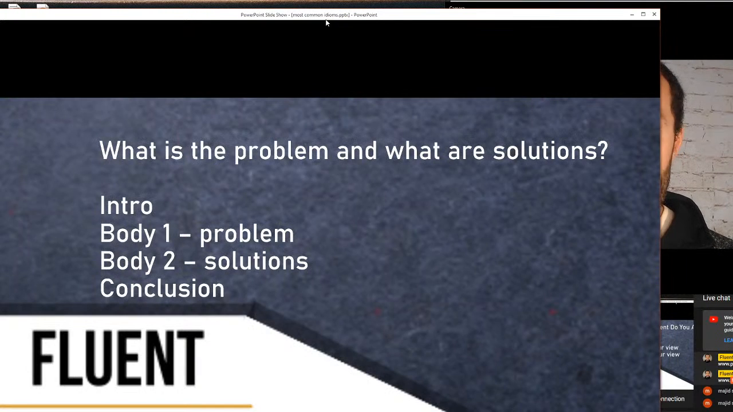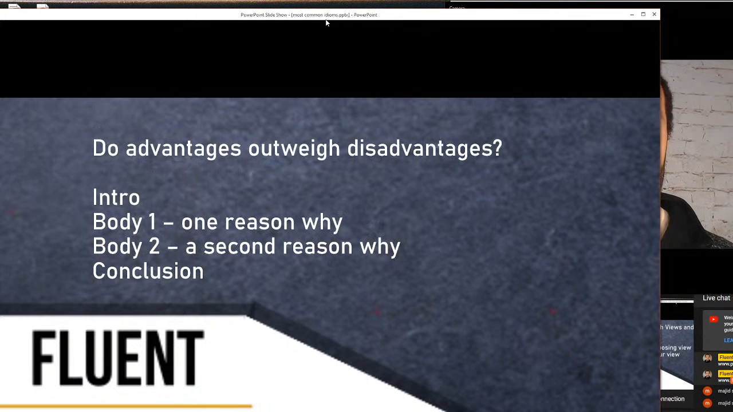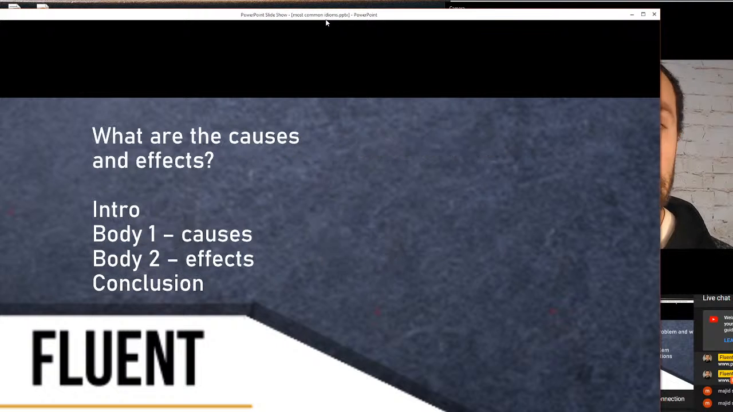Problem solutions. Again, you don't need to really give an opinion here. One paragraph on the problem or problems, one paragraph on the solutions. Advantages, disadvantages: one paragraph on advantages, one paragraph on disadvantages. Do the advantages outweigh the disadvantages? Well, in this case, it's more of an argument. So the first body paragraph gives one reason why, the second body paragraph another reason why. Then causes and effects: one paragraph on causes, one paragraph on effects.